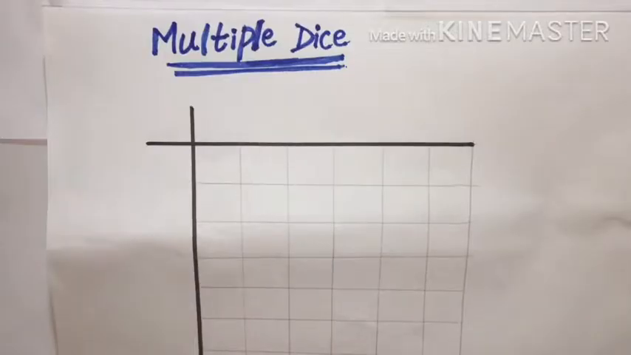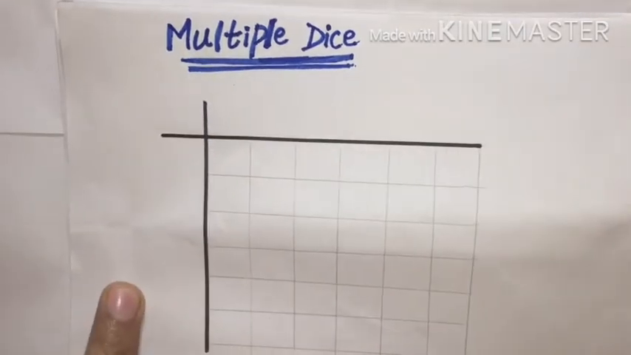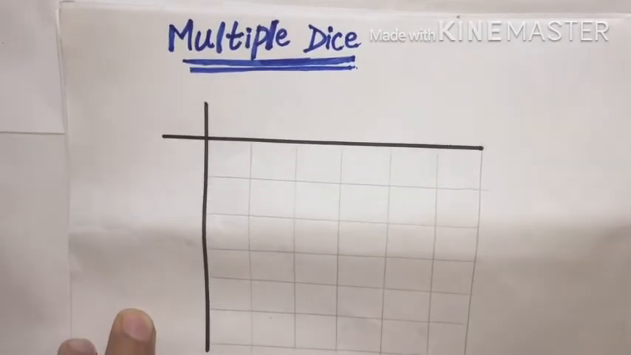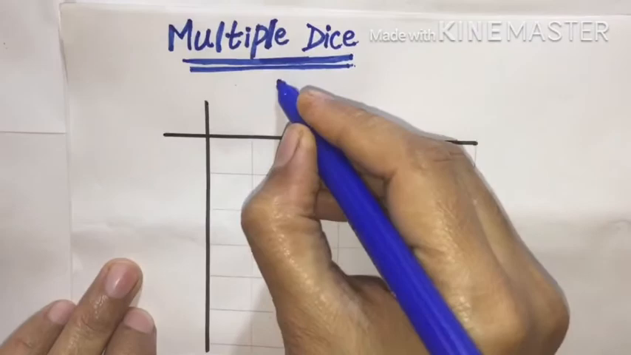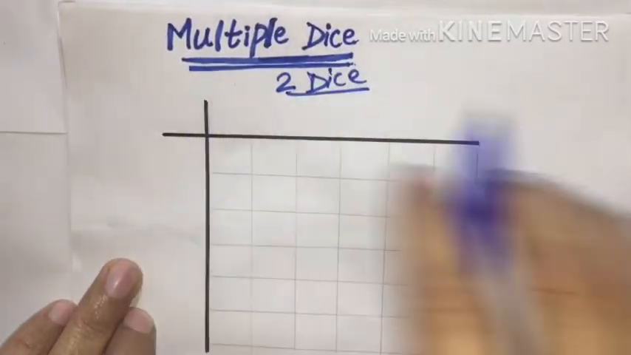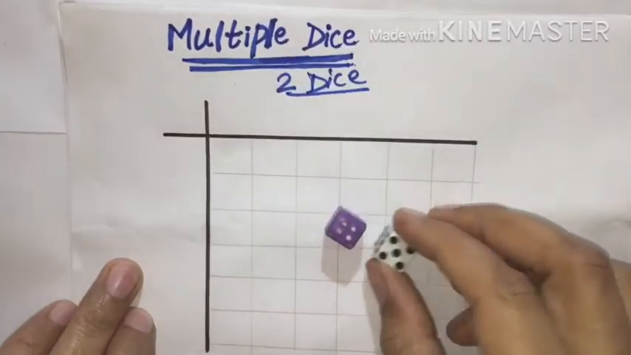Hello students, in the previous lecture of the probability introduction part, we discussed a single dice. Now today we are taking the concept of multiple dice. Multiple dice means more than one dice. So today we are taking two dice. Here I am taking these two dice.